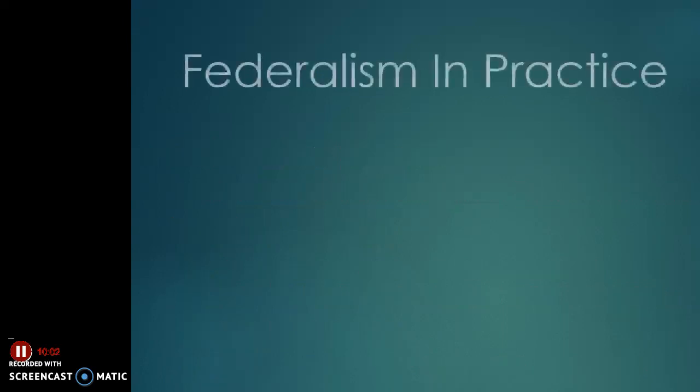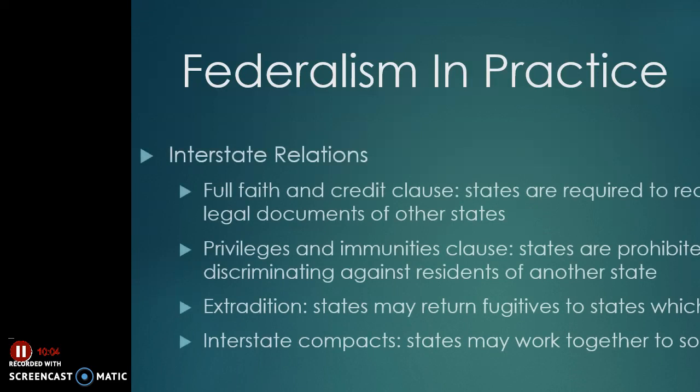Then we look at interstate relations, and that's the idea of the full faith and credit clause, where states are required to recognize laws and legal documents of other states. There is the privileges and immunities clause, which basically states that states are prohibited from unreasonably discriminating against residents of another state for whatever reason. Extradition: there is the understanding that if a fugitive flees one state, and the governor contacts the other state's governor, that state is obligated to return the fugitive.